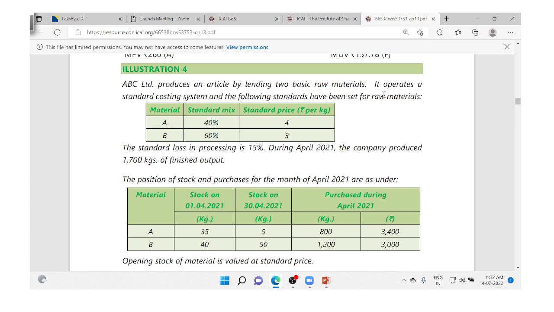Shall we do it together now, friends? Mainly the challenge is to find out the SQ. Once you get SQ, then the rest of the part is easy.